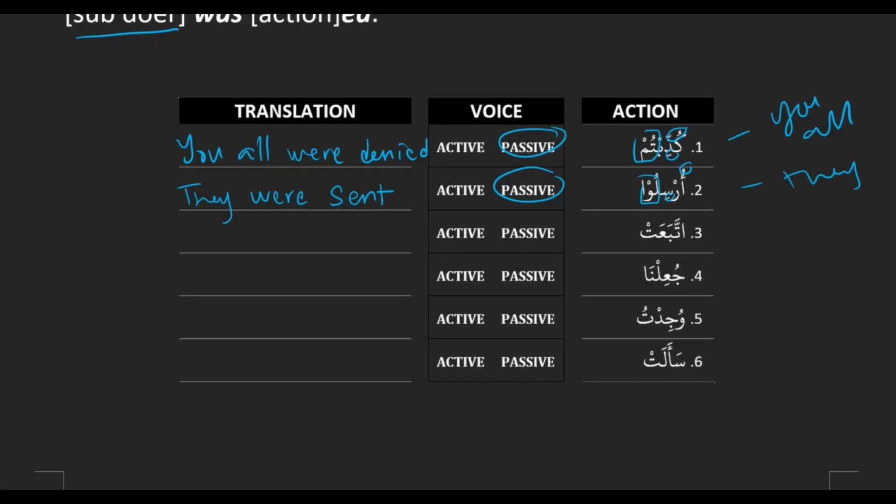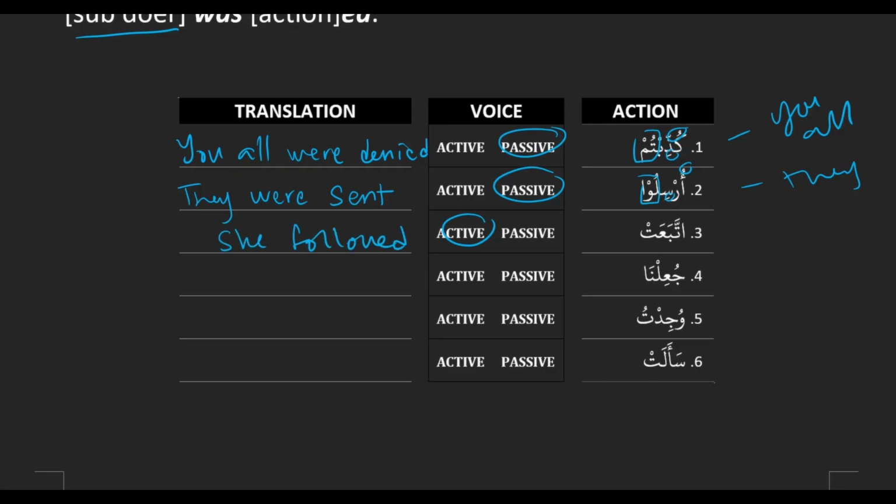Number 3, اتبعت. There's no u on the first letter, so this is active. We can instantly say active, and we already know how to translate active. How do we translate? She was followed. No, this is active. This template that we looked at is for passives. So don't unlearn what we already learned. You know how to translate a normal action sentence. Just doer, action. That's it. She followed.